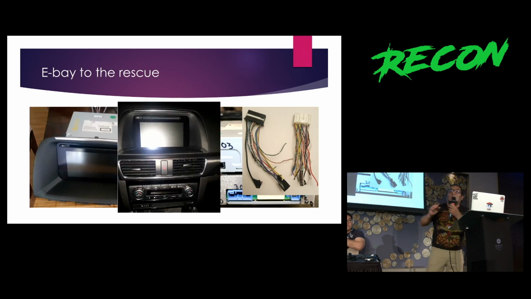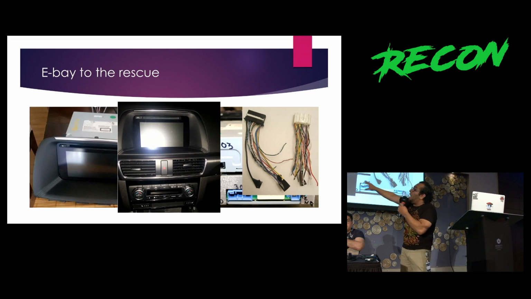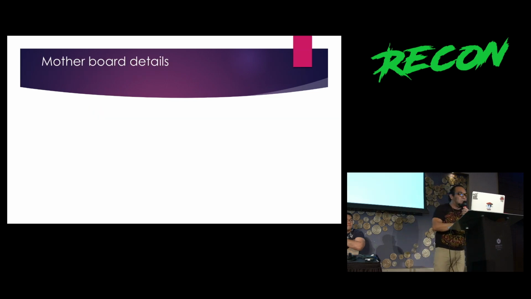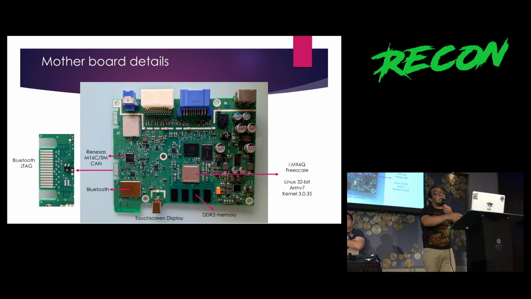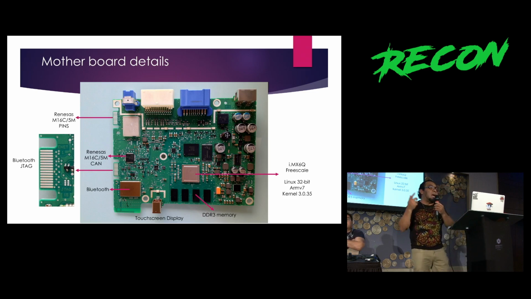So now this is how that unit looks in the car, so that you have an idea. The motherboard quickly has a Linux 32-bit ARM v7 i.MX6Q, which is Freescale, NXP right now. It has some memory, touchscreen, Bluetooth, JTAG for the Bluetooth, and a Renesas 16-bit M16C microcontroller that controls all the CAN messaging. You have these specific pins that allow you to talk to that microcontroller.